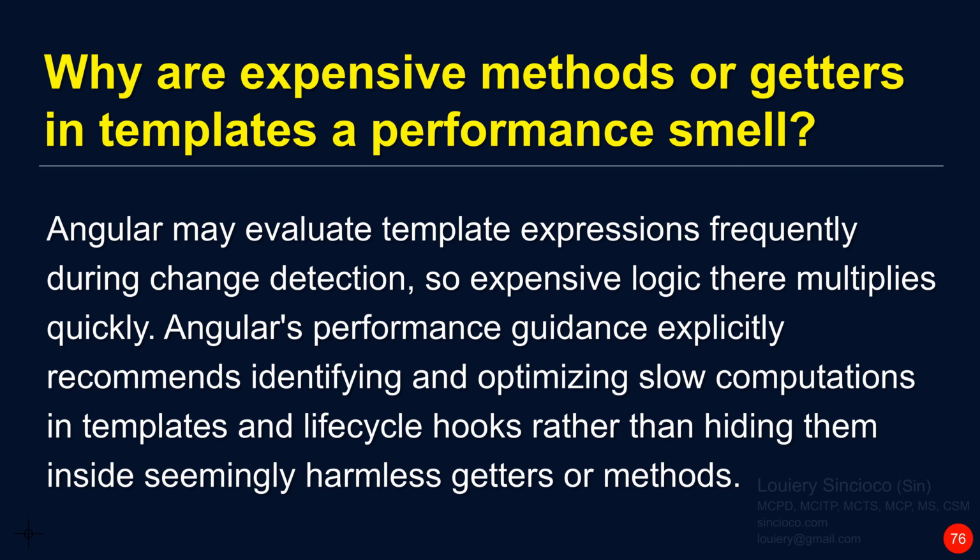Why are expensive methods or getters in templates a performance smell? Angular may evaluate template expressions frequently during change detection, so expensive logic there multiplies quickly. Angular's performance guidance explicitly recommends identifying and optimizing slow computations in templates and lifecycle hooks, rather than hiding them inside seemingly harmless getters or methods.